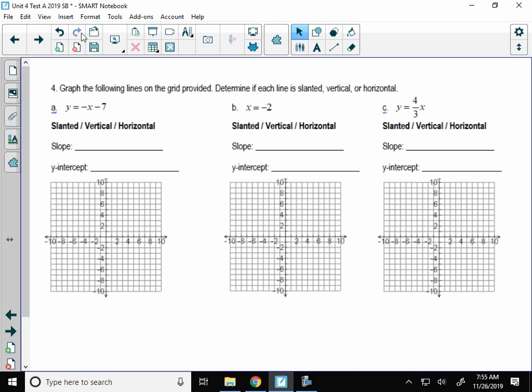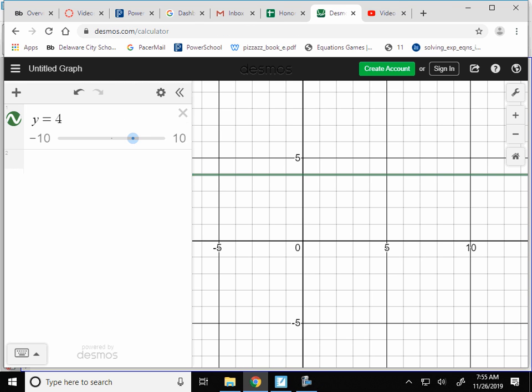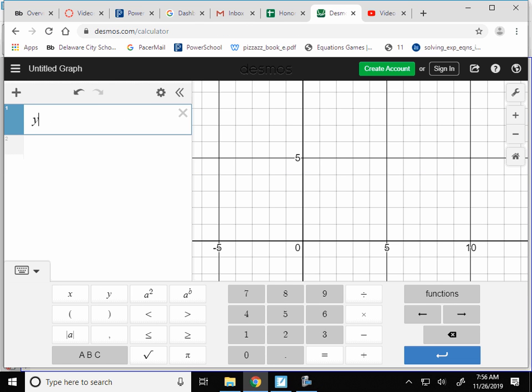Video for part 1. We're going to be graphing lines here. All right, there's 3 questions on this part. This is also where you're going to use Desmos to help you. So you need to know, is y equals negative x minus 7 slanted, vertical, or horizontal? Now, if you're not sure, just from looking at the equation, let's use Desmos. So you're going to type this in, y equals negative x minus 7.